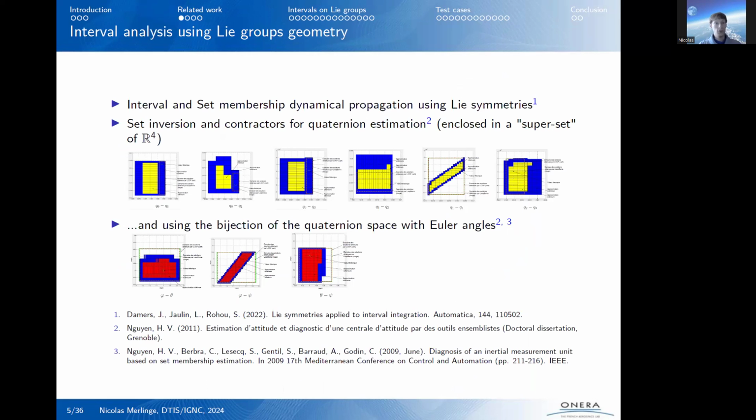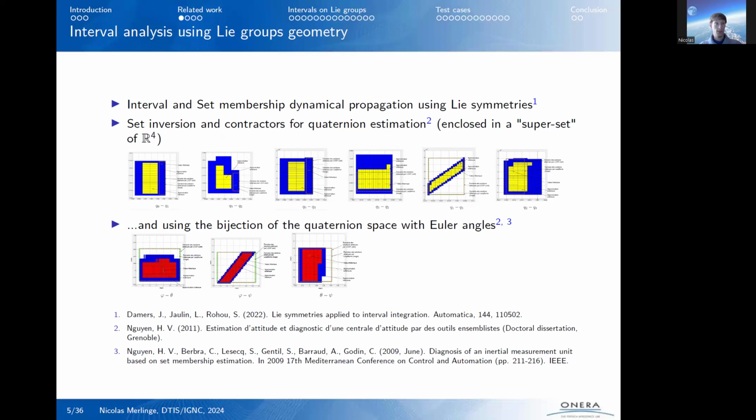Several research works were done using Lie group properties to perform interval analysis, mostly taking advantage of symmetries and invariance in the Lie groups. For example, the first point in this slide concerns dynamical propagation of intervals using Lie symmetries. The two other points deal with set inversion and also box contraction for attitude estimation. In the second point, they proposed a way to enclose some quaternion subsets in supersets of 4 dimensions to solve some attitude estimation problems.